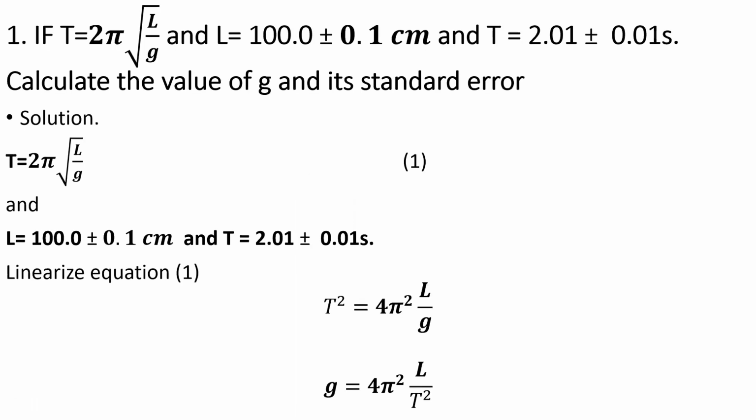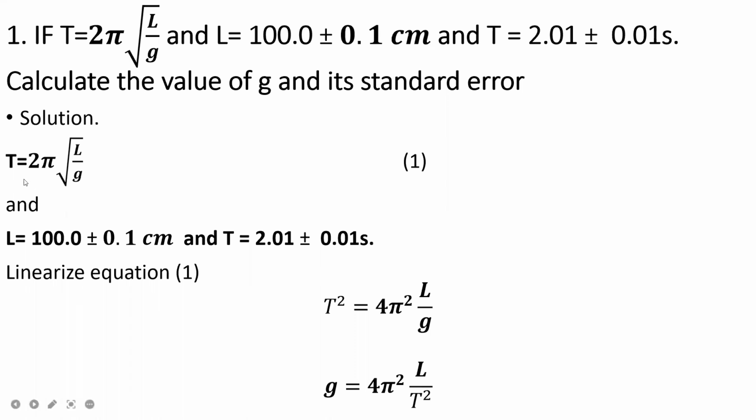So we have number one: if T equals 2 pi square root of L over G, and L equals 100 plus or minus 0.1, and T equals 2.01 plus or minus 0.01 seconds. The question says calculate the value of G and its standard error. Now this is the solution to the problem.